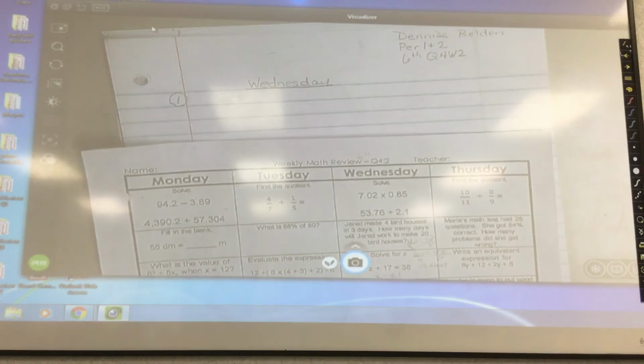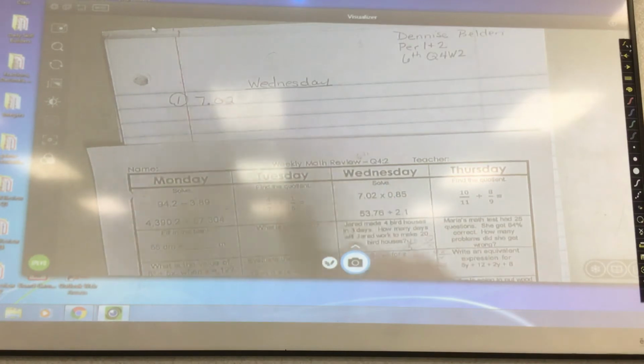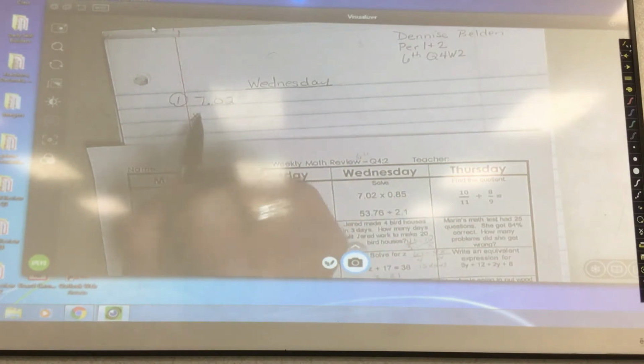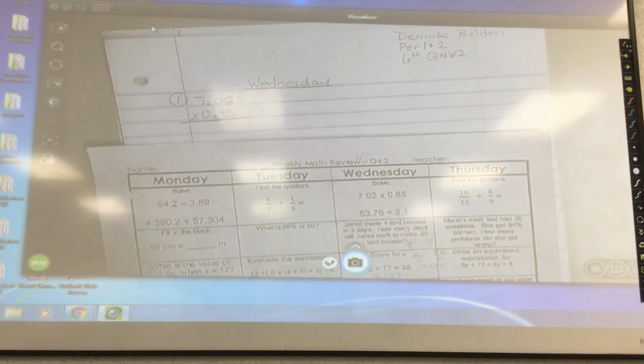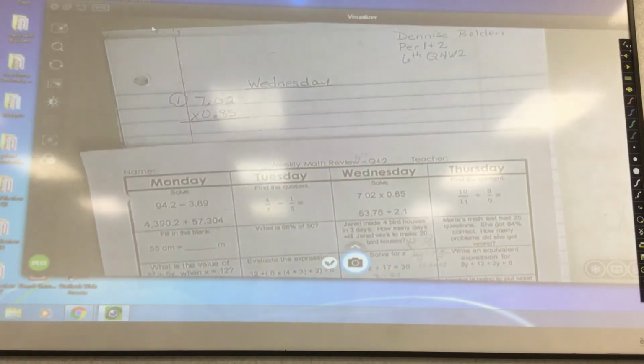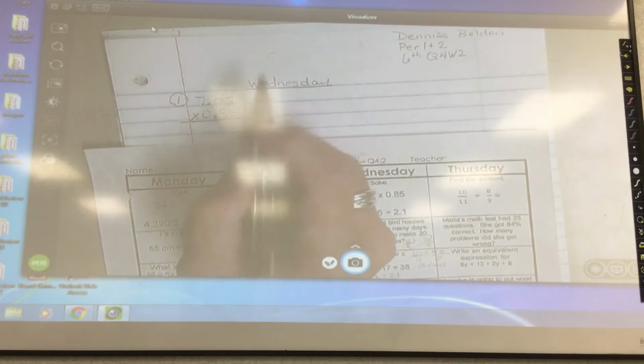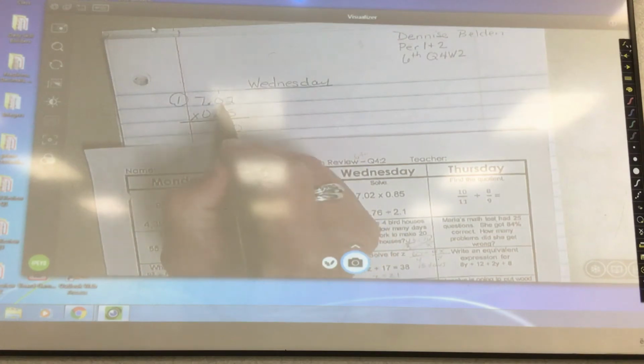So then what I'm going to do is copy the problem down. So I have 7.200 times 0.8500. When multiplying decimals, you forget that the decimals are there and just multiply like normal. So 5 times 2 is 10. Carry the 1, leave the 0. 5 times 0 is 0, plus 1 makes 1.